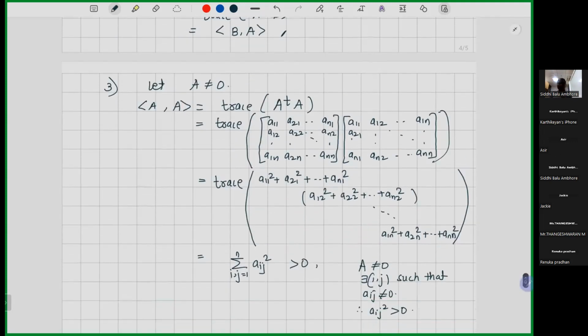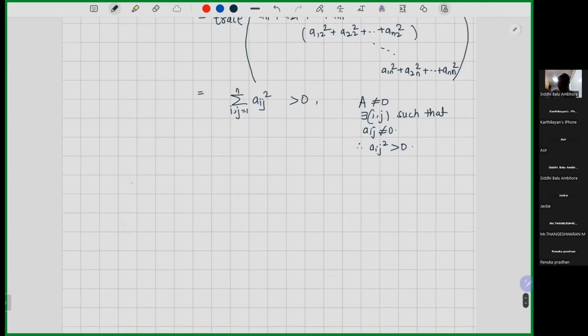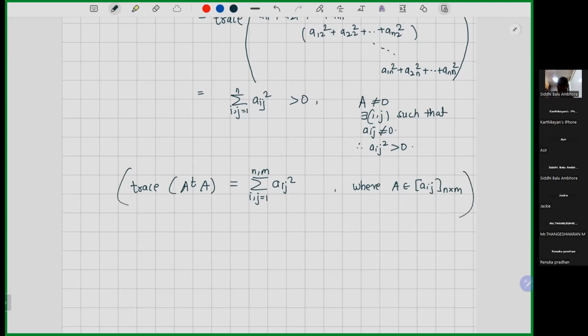So note that trace of A transpose A is always the summation of Aij square, i comma j from 1 to n comma m, where A is Aij, n comma m. So even for an n cross m matrix, it need not be a square matrix. For any given matrix, this always holds. The trace is the sum of all the entries squared, adding all the entries.